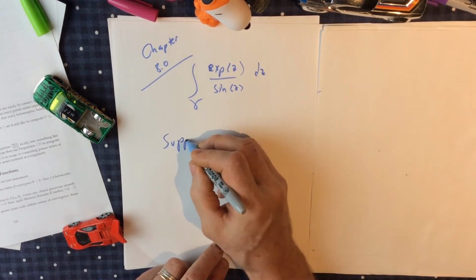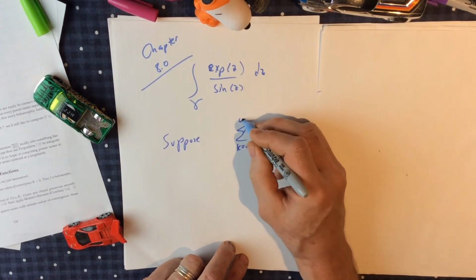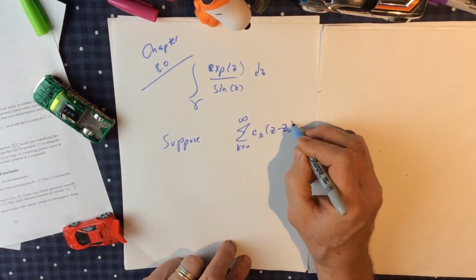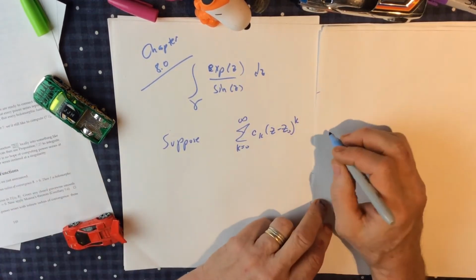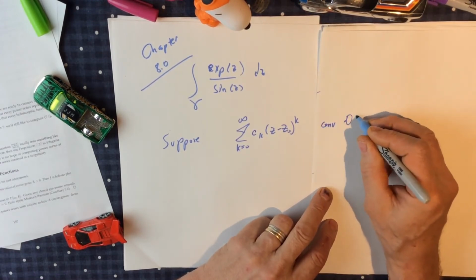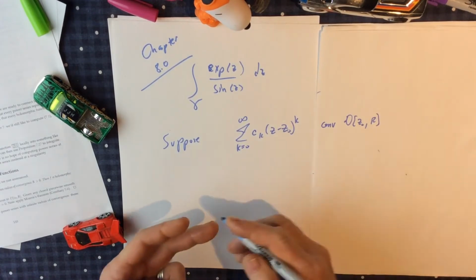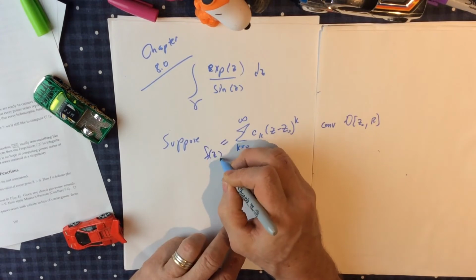Suppose you have a series, and because of our form, let's say that this is convergent on some disk centered at z naught of radius r. Well, that means for all the values inside of the disk, this is representing a function f of z.